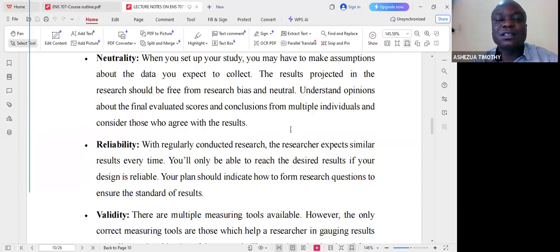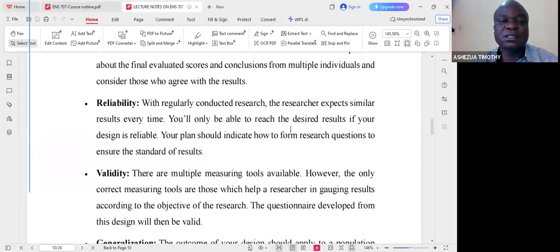With regularly conducted research, the researcher expects similar results every time. You will only be able to reach the desired result if your design is reliable. If it is not reliable, you can't get a good result. So your plan should indicate how to form research questions to ensure this. Very important. Next is validity.